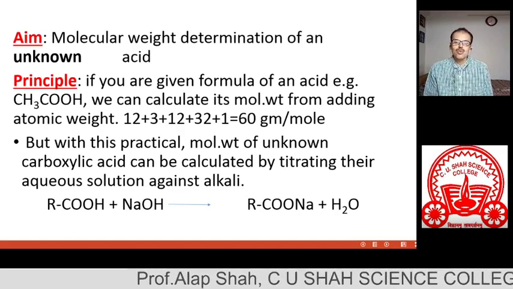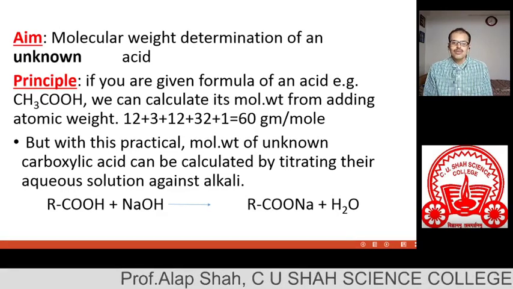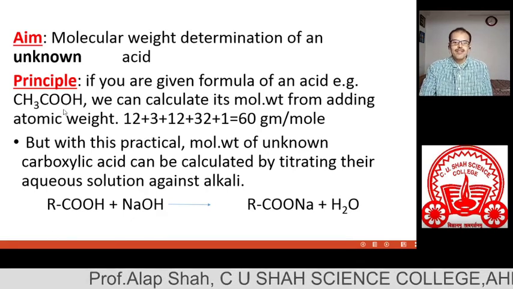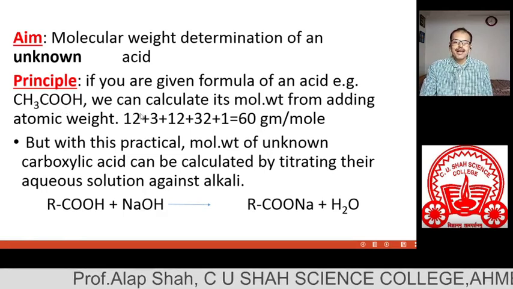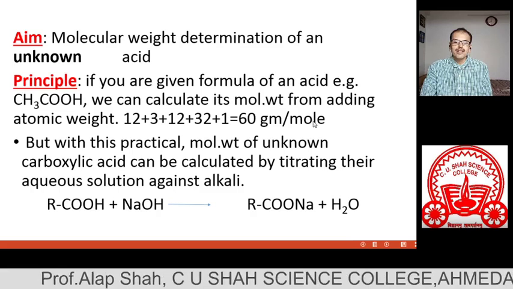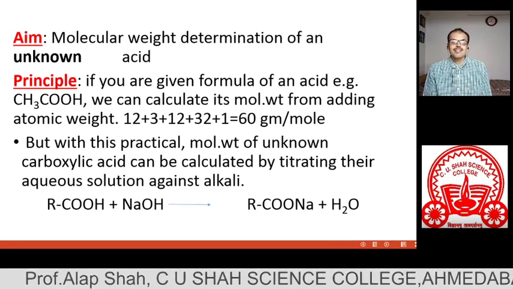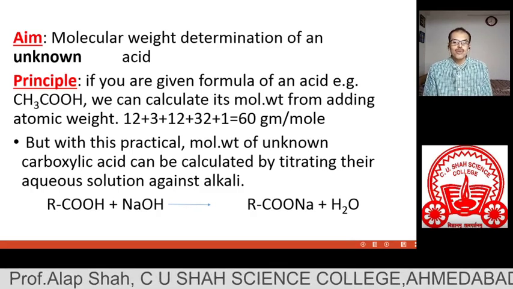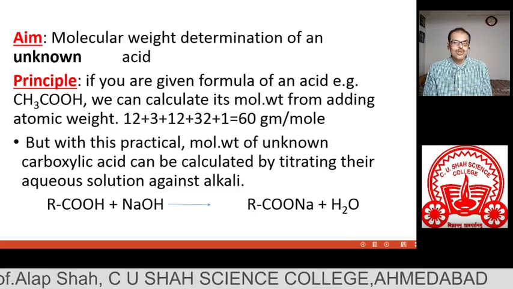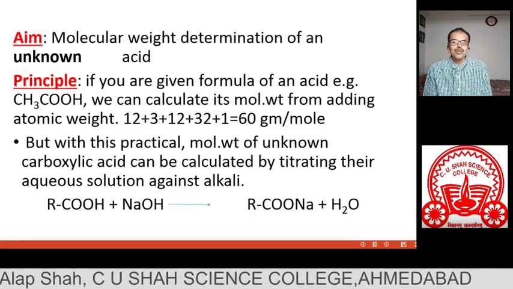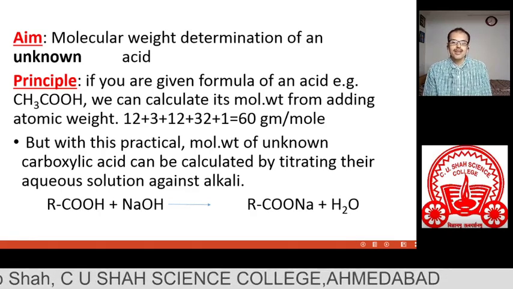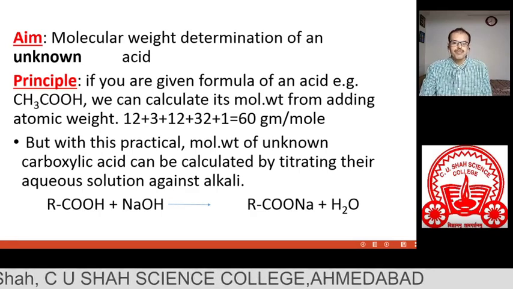So if I give you acetic acid, by applying atomic weights you can calculate that 60 gram per mole is its molecular weight. But in this exercise you will be able to calculate the molecular weight of an unknown acid. So you don't know the molecular formula, and even then, experimentally we can calculate its molecular weight very accurately. This is its principle.